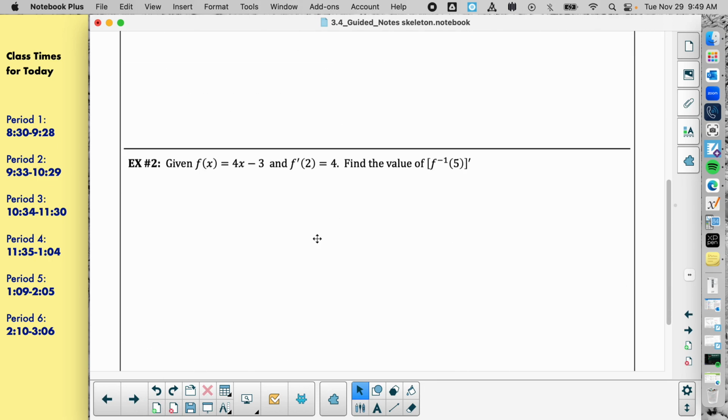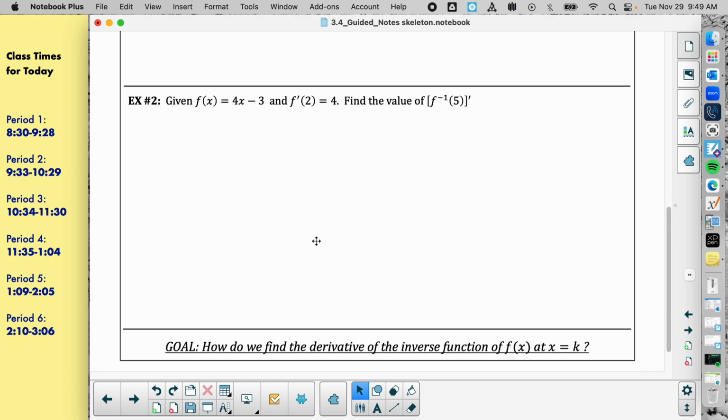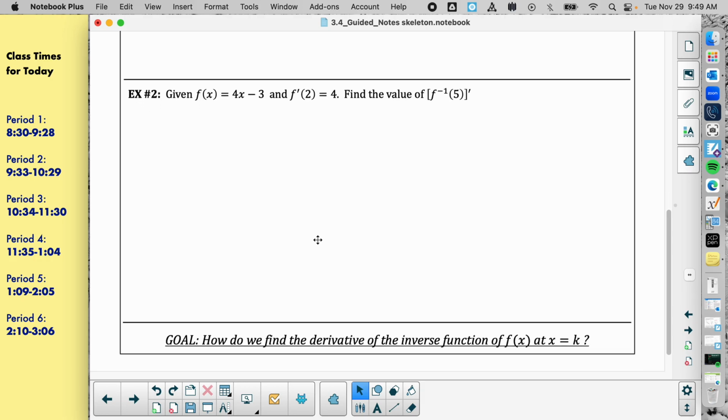So let's go to here. I'm not sure if we're ready for this or not, but we're going to go for it. We kind of started it yesterday. So given f of x equals 4x minus 3 and f prime of 2 equals 4, find the value of, so this person that writes these notes writes it slightly different than how I've usually ever seen it. Not that that's bad or good, it's just, this one's probably a little bit clearer. F inverse prime of 5.